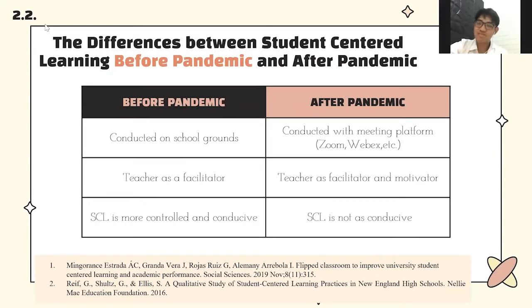My name is Febriano de Prawira with the last 3 digits of 156, and now I'm going to explain the differences between student-centered learning before the pandemic and after the pandemic. There are 3 main differences.